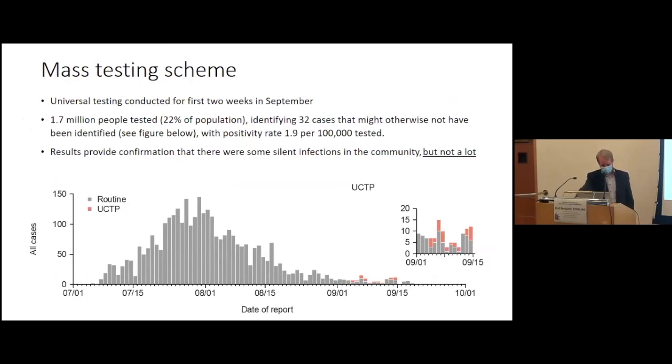We had a mass testing exercise in Hong Kong in early September with 1.7 million people tested, identifying 32 cases that might not otherwise have been identified. Most of those cases were towards the tail end of their infection, already been symptomatic, already recovered in some cases. So we didn't necessarily stop a lot of onwards transmission with the mass testing scheme, but we did identify that there were some silent infections in the community. Not a lot, but some.